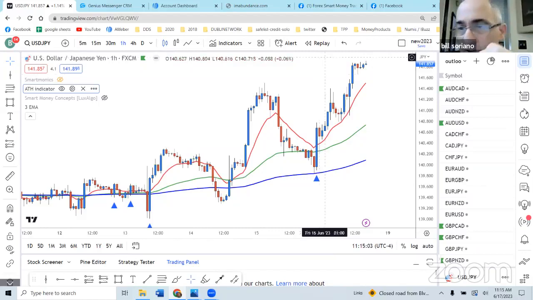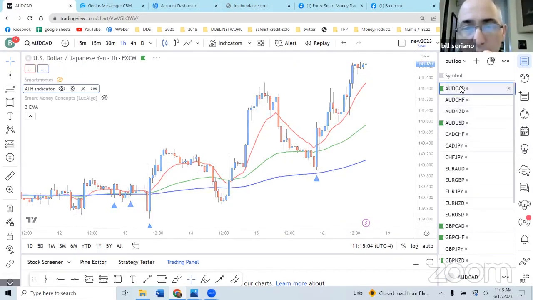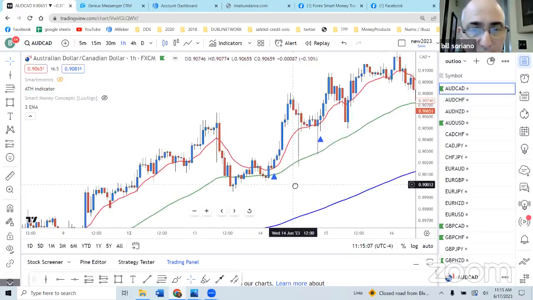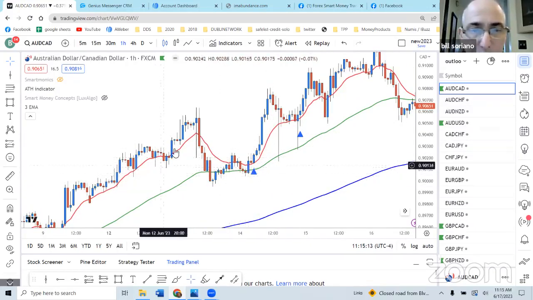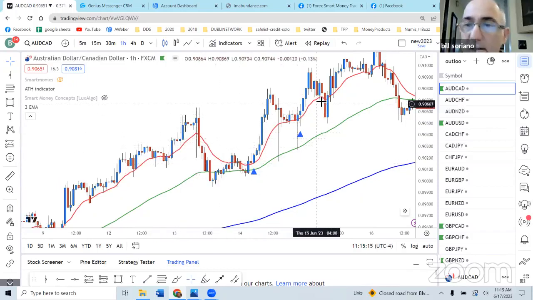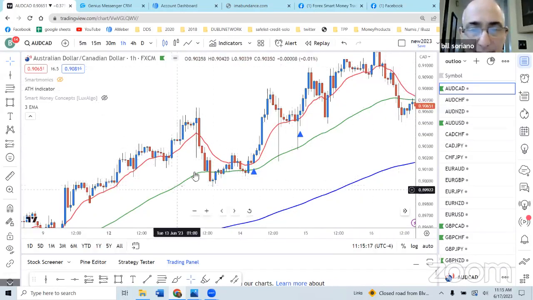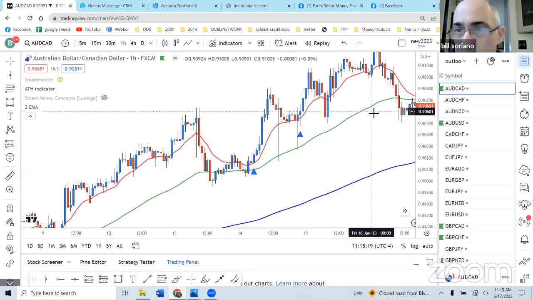So here, let's just look at some of these pairs, going through the charts for the week. Right here, you see our ATH indicator goes off. We have a pullback to the 62. Now the red line again is our 13 EMA. The green line is our 62, right?